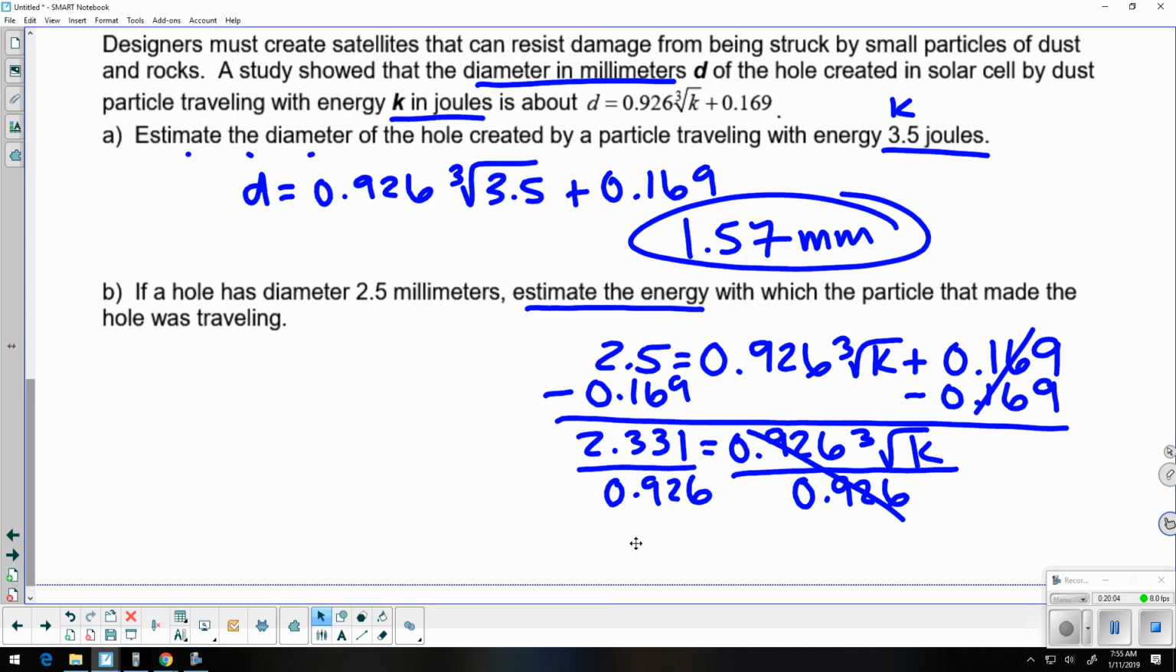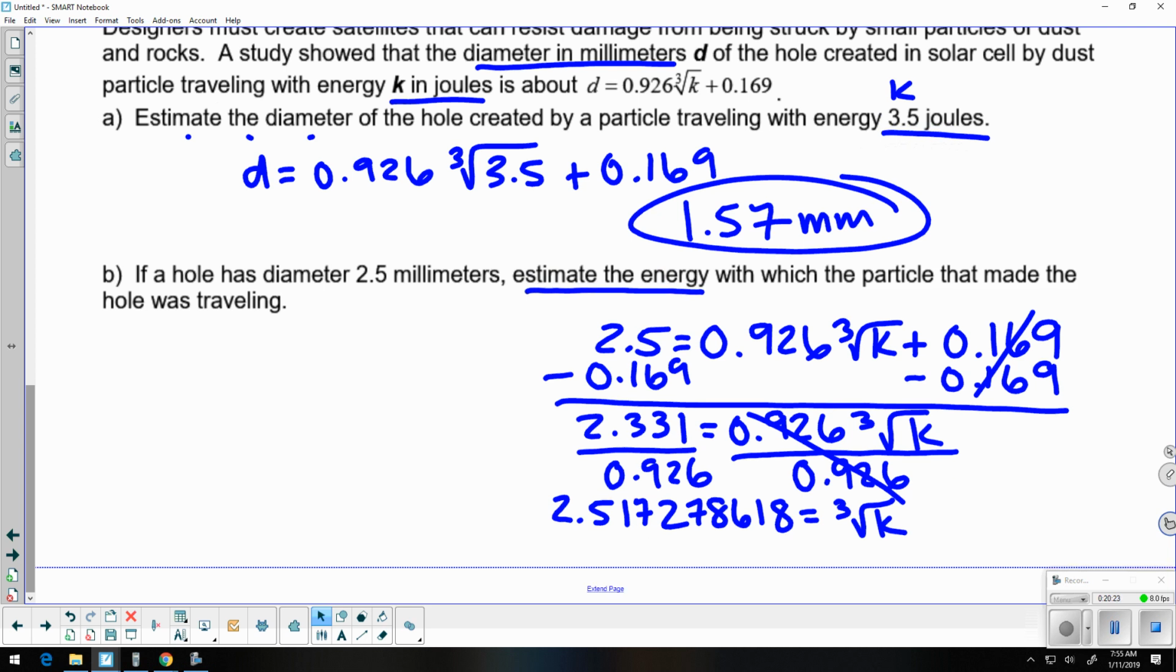I'll just copy it down over here. So that's 2.5172786 and so on, and this is equal to the cubic root of K. I want to explain this next part now. How do I undo a cubic root? How do I actually get K by itself? To undo a cubic root, what you're going to do to both sides of the equation is cube it. I have to cube both sides because whatever I do to one side of the equation, I have to do to the other. If you cube a cubic root, that'll cancel out the root altogether, and you get K by itself like you want.